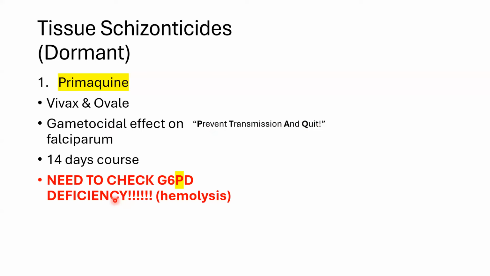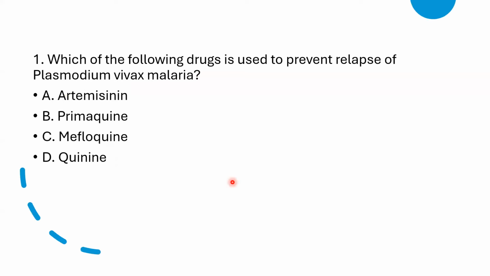So if you get a question that we are starting the patient on primaquine, what is a test we need to order before starting the patient on primaquine? G6PD deficiency. We need to check for G6PD deficiency. Remember the P with the P, okay?